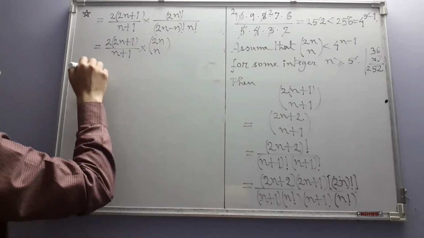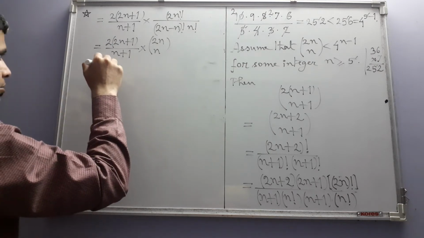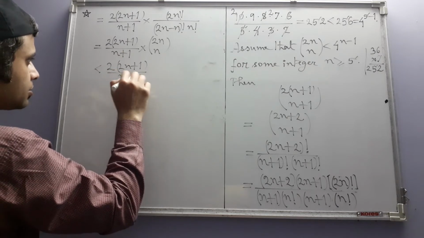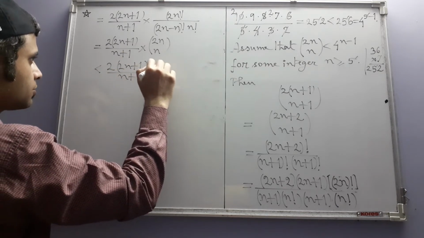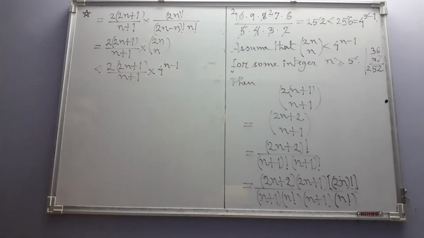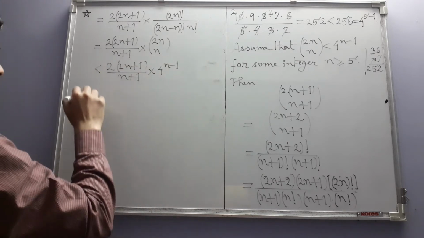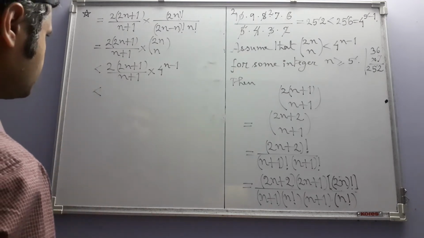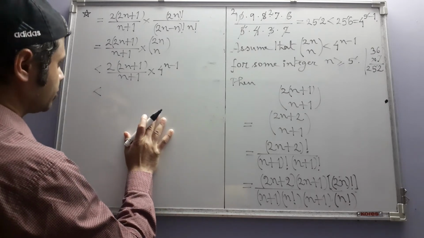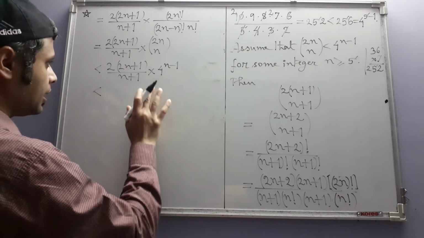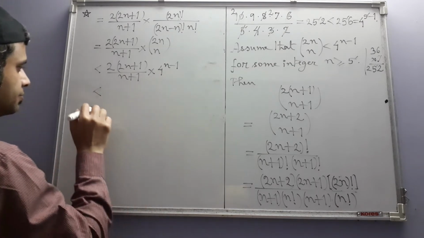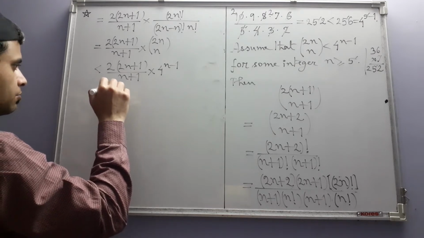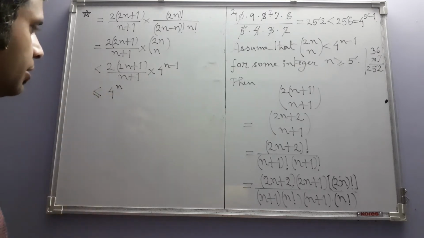Now we can apply our induction hypothesis. This is less than 4 to the power n, that means this product is less than 2 times 2n plus 1 divided by n plus 1 times 4 to the power n minus 1. Okay. Now what do we want? We want this thing to be less than or equal to at least 4 to the power n. Is that true?